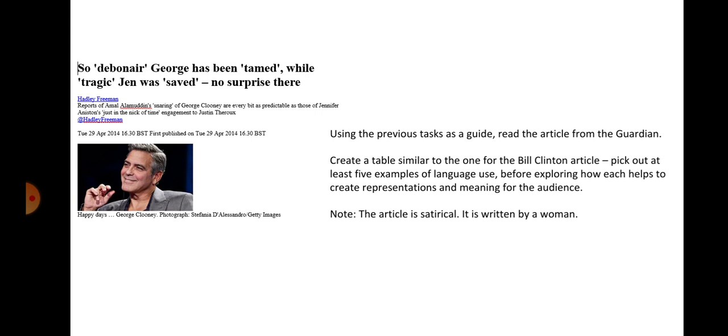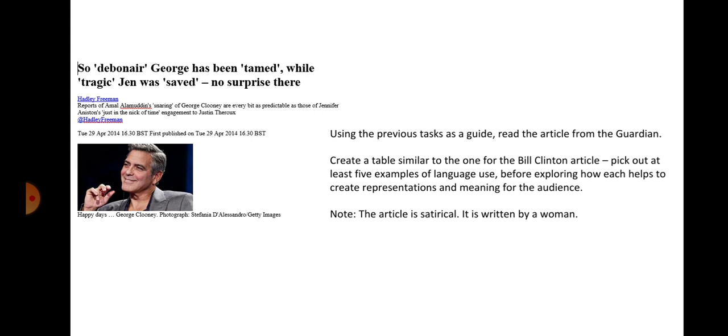The article is satirical and it is written by a woman. It's interesting to see that. I believe the last one may have also been written by a woman, but it's interesting to see a woman's take on what is generally quite a gendered approach to reporting on women and men. I'd also like you to look not just at representations of George Clooney, but at representations of the topics at large.